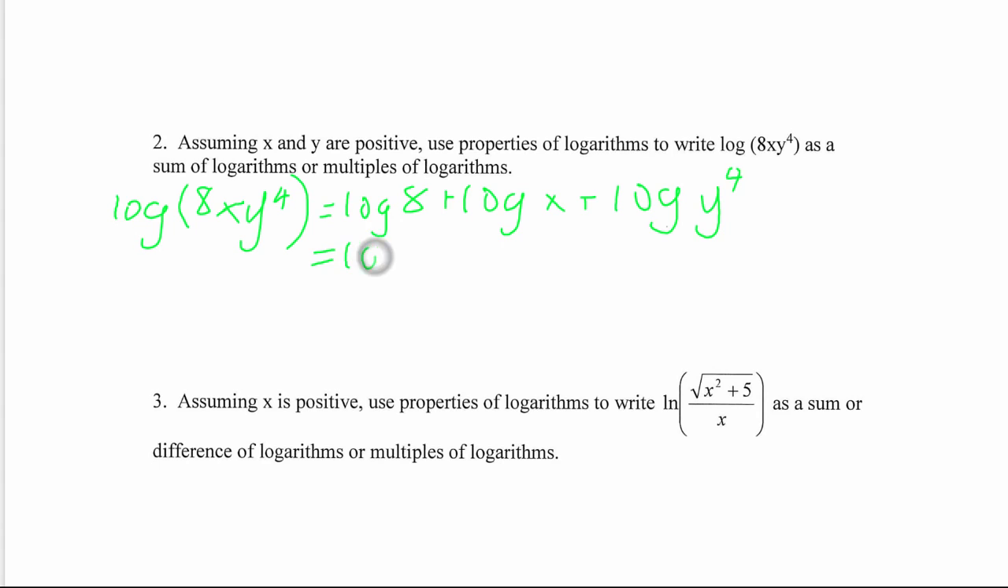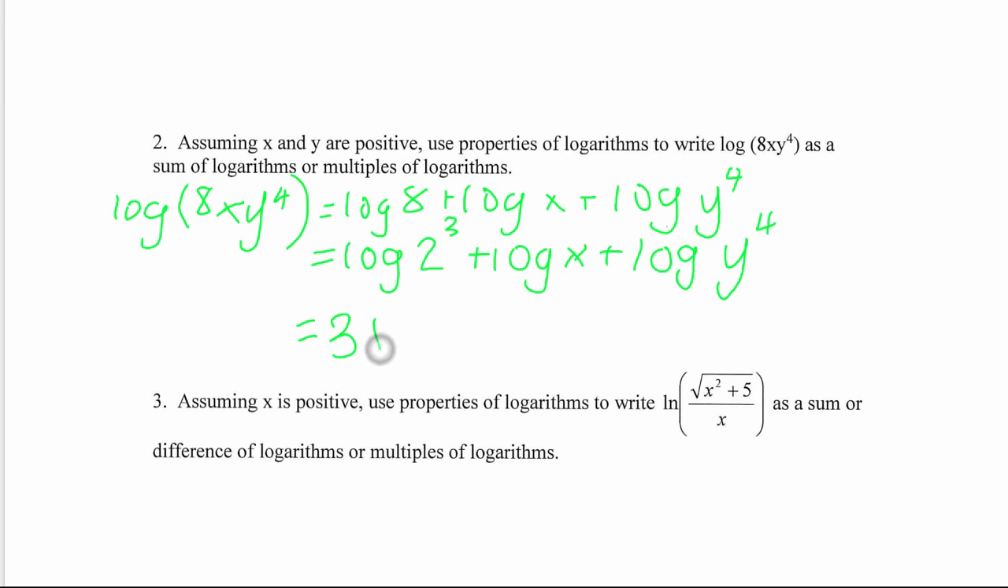So I'm going to rewrite this as log of 2 to the third plus log of x plus log of y to the fourth. And now we've separated those all using that product rule. Now I'm going to use that power rule. So in both cases where I have exponents, I'm just going to move them out in front of that log. So in that first one, because I rewrote it as 2 to the third, I'm going to rewrite it now as 3 times the log of 2.